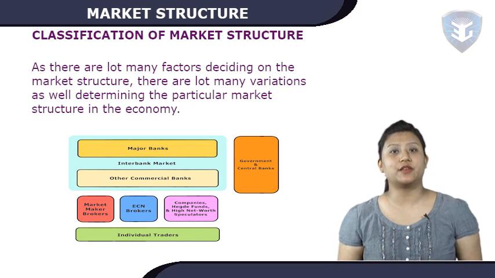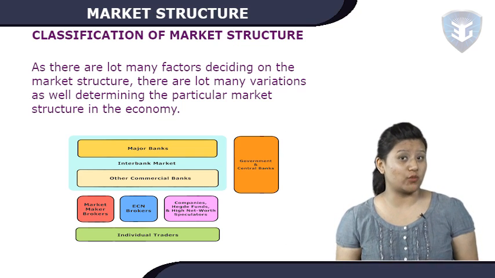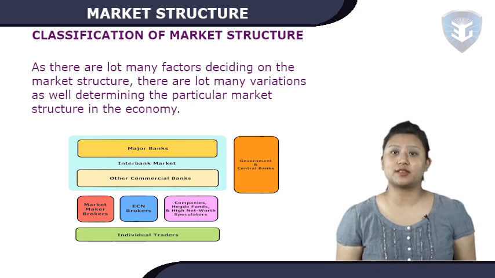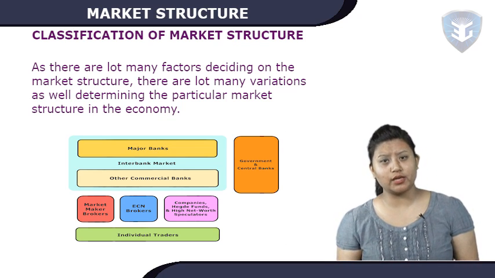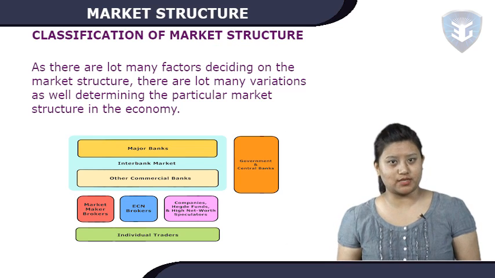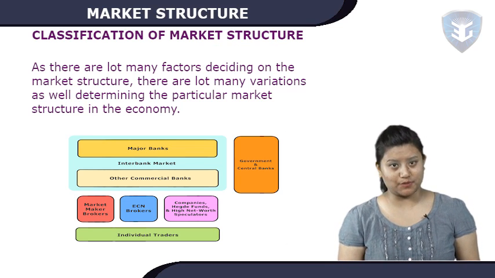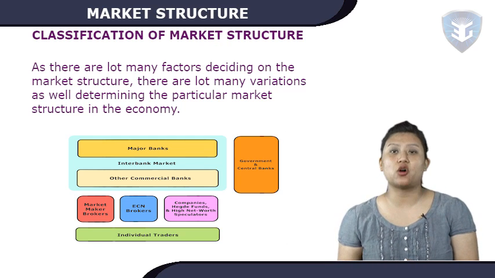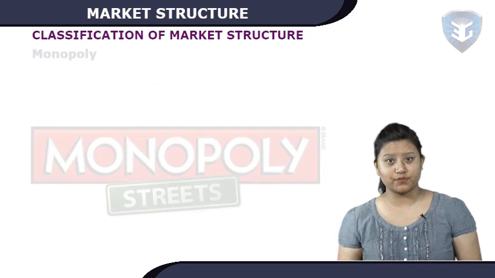As there are a lot of factors deciding the market structure, there are a lot of variations as well determining the particular market structure in the economy. If we try to explore that individually, it might not crystallize the concept. Markets are traditionally classified into four basic types. These are: perfect competition, characterized by a large number of buyers and sellers of an essentially identical product.